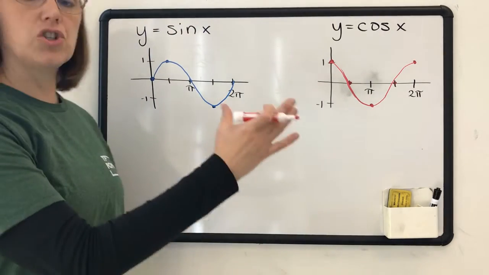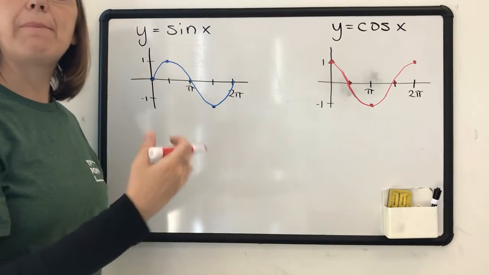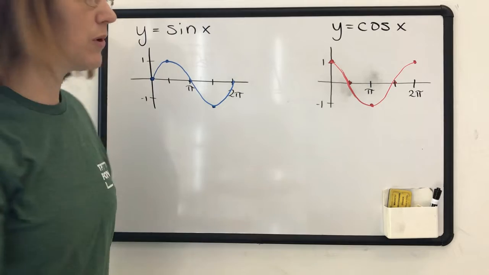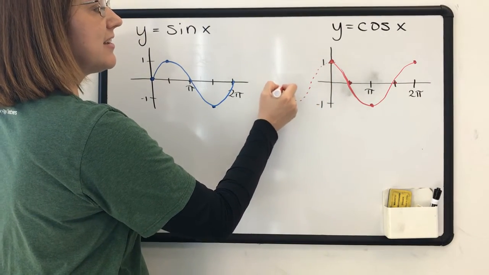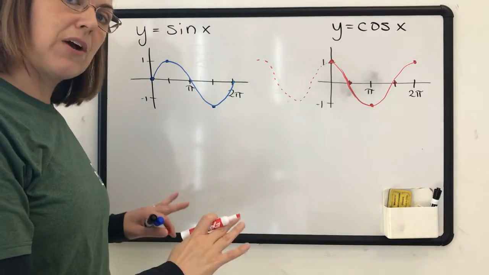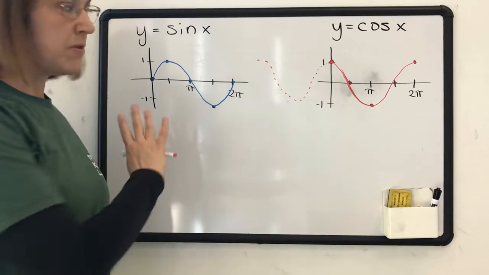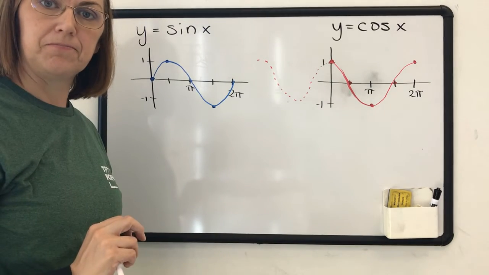Now remember, this is just one cycle. This is one time around the circle. What would happen if we continued the graph? It would repeat, right? In both directions. Think about it. It would look something like this. Could do the same over there. Now look at both graphs. Notice they're the same shape. Really. One is just shifted over from the other.